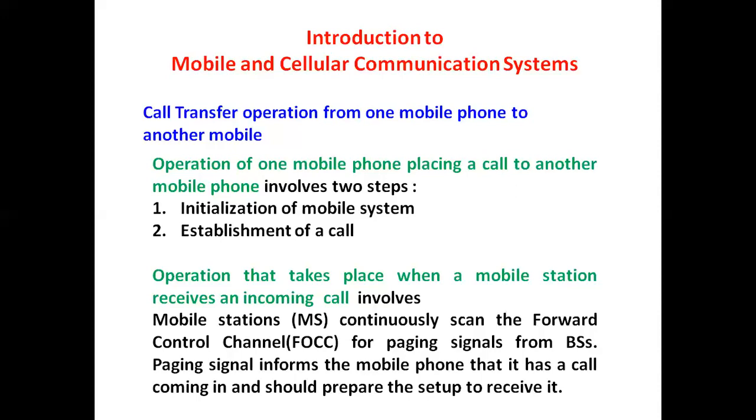The topics which are covered in this class are cellular geometry or cell shape, limitations of conventional mobile radio systems, frequency reuse, handoff and its types, cell splitting, principle of operation of a cellular mobile system, and call transfer operation from one mobile phone to another mobile phone.